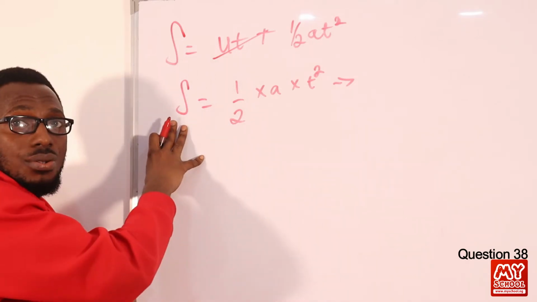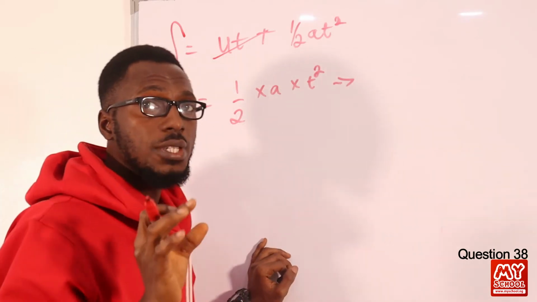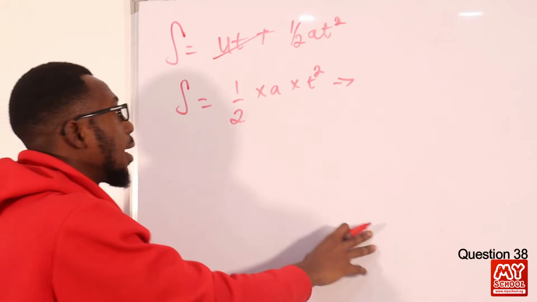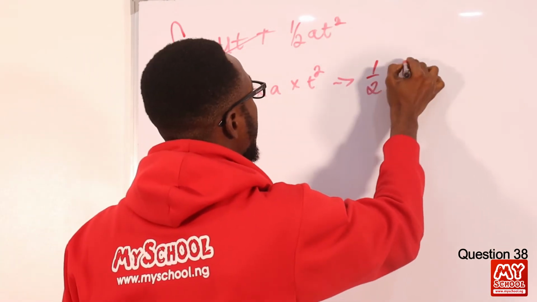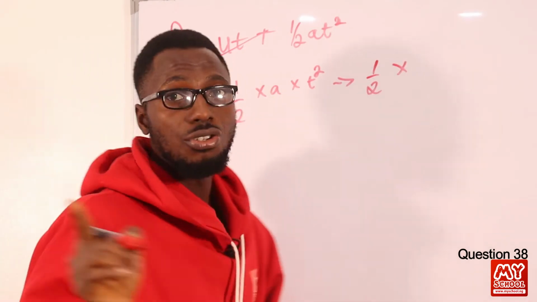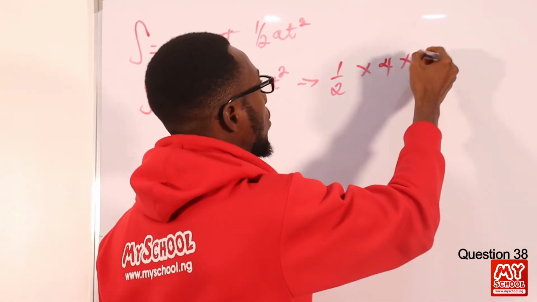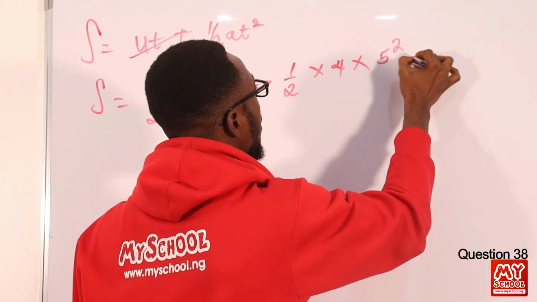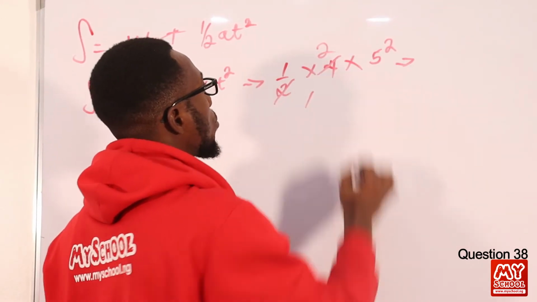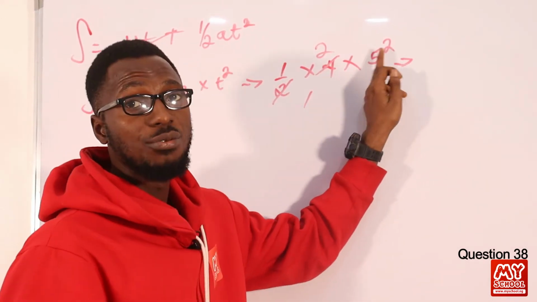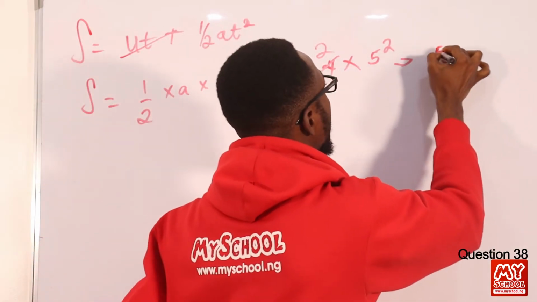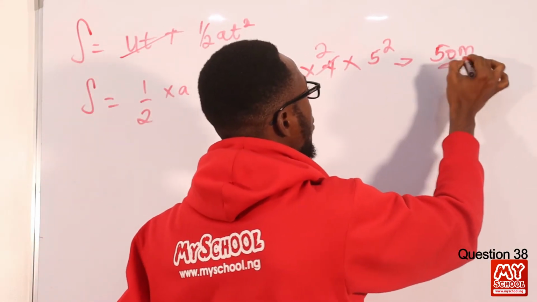So in 5 seconds altogether, that should be half times A, acceleration, that's 4, times 5 raised to power 2. Half of 4 is 2. So 5 raised to power 2 is 25. 25 times 2, that is 50 meters. So in 5 seconds, it's going to travel 50 meters.